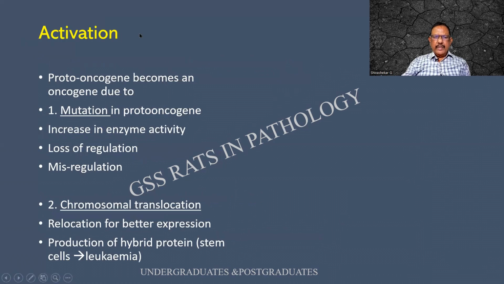So with the activation, the proto-oncogene becomes an oncogene. This is the basic principle that I told you people in the first class. It can be because of the mutation of the proto-oncogene. Normally the proto-oncogene is not harmful, but it can become harmful because of the loss of regulation or misregulation. Two things. Or there can be a chromosomal translocation, relocation, and it is better expressed. Therefore, there is a malignant transformation, it becomes an oncogene, and probably there is a hybrid protein, the stem cells leading to a leukemia. This we shall keep in one corner of our mind.